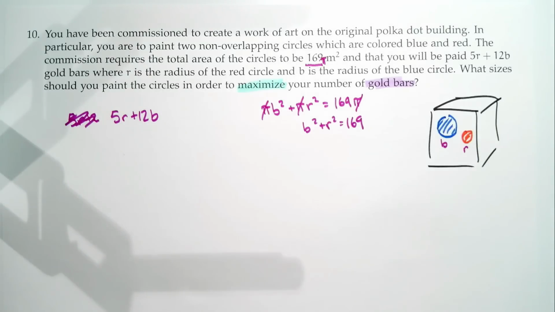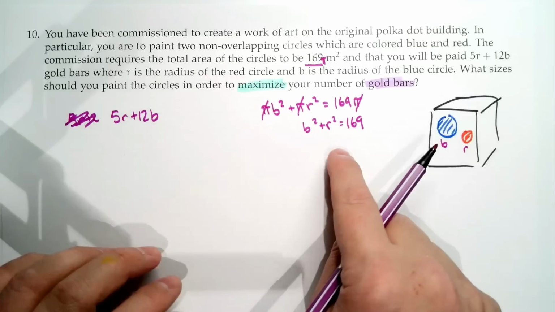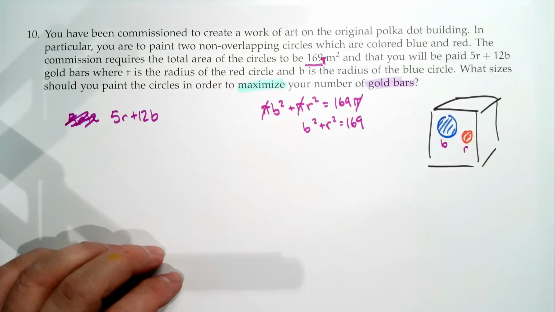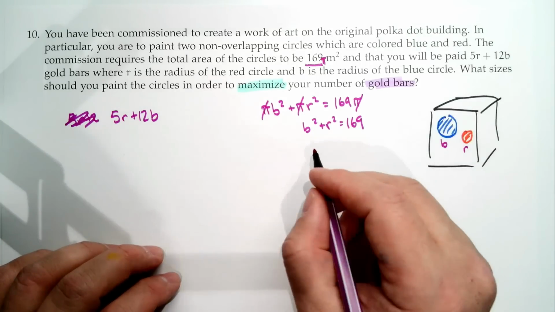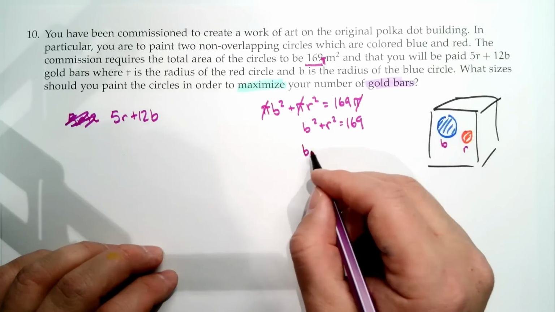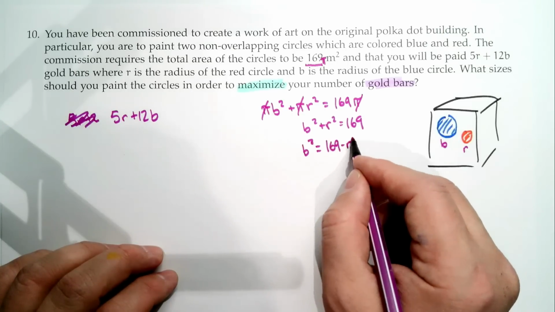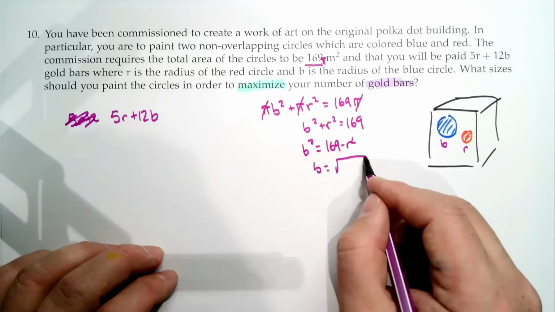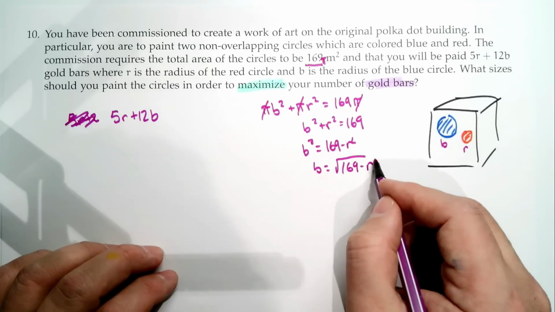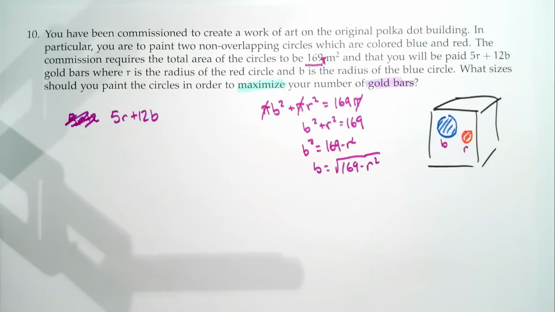So that's what we need. This is an additional relationship, and now we can use this relationship and solve it for either b or for r to get us down to a single variable. It doesn't matter which we solve for. Well, let's solve for b. Like I said, it doesn't matter. So b squared is 169 minus r squared, and so b is the square root of 169 minus r squared. It has to be the positive because we can't paint a circle with negative radius.